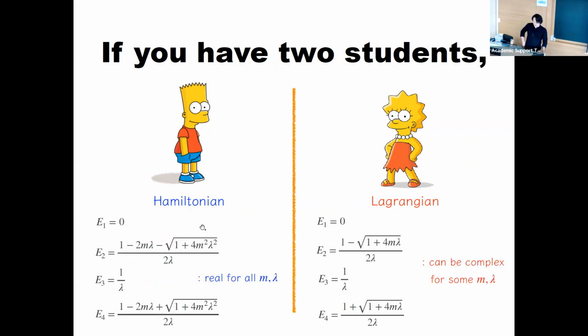Then the next day, Bart will bring this result, and Lisa will give you this result. And the results are different. Here are Bart's results. These energies are real for every m and lambda, for real m and lambda. On the other hand, if you see Lisa's result, it could be complex for some m and lambda. So this is something strange.